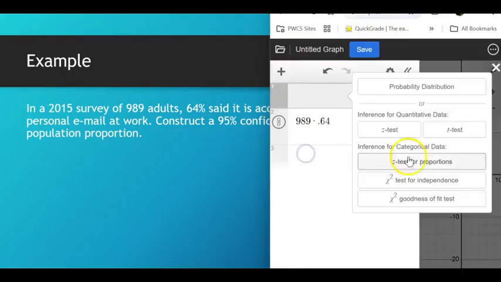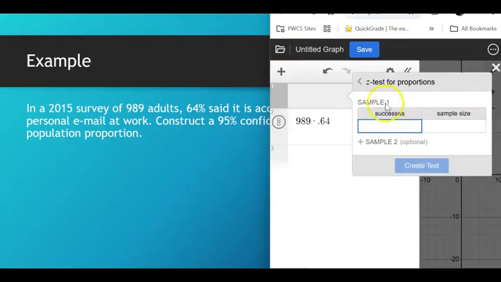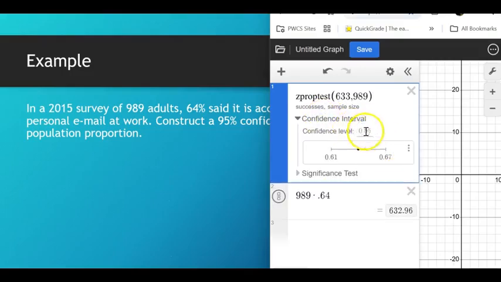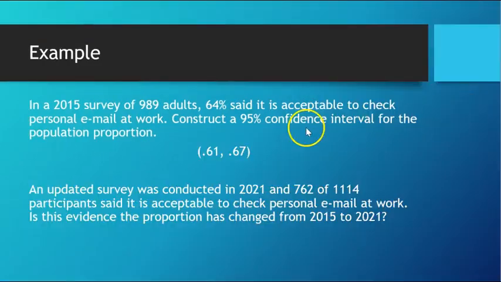So when I do my test, I'm going to put 633, not 64, not 64%, not 0.64. I have to have the number of people. So if it was 64%, it was 633 out of 989. Then create the test and do my confidence interval. We want 95% confidence interval, so we have to change that number. So our interval is between 0.61 and 0.67. So that means that somewhere between 61 and 67.